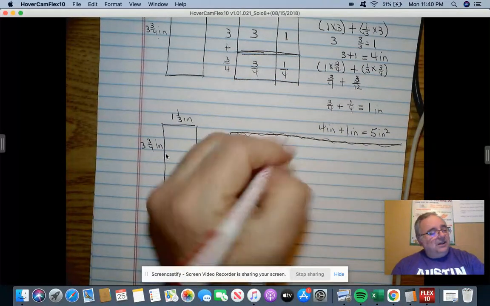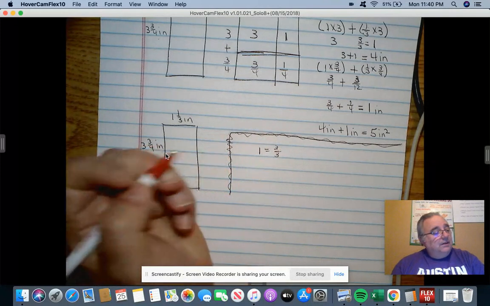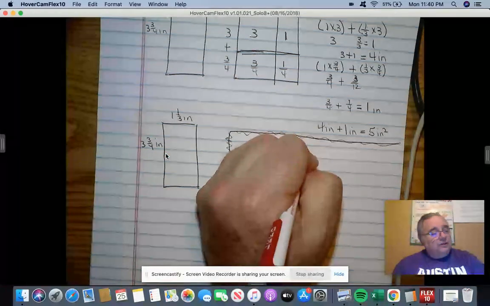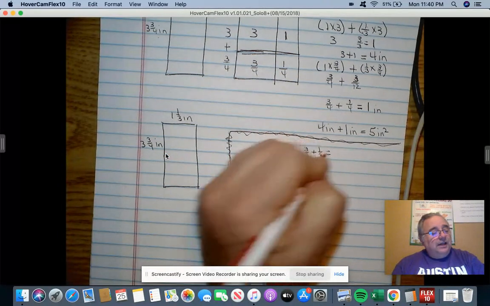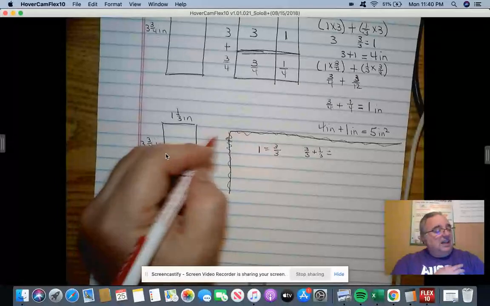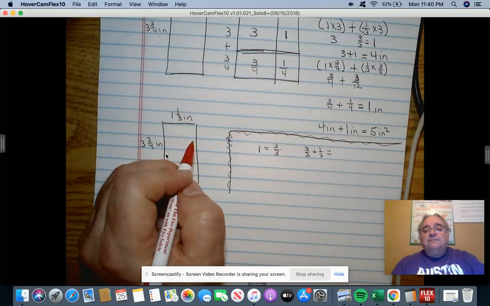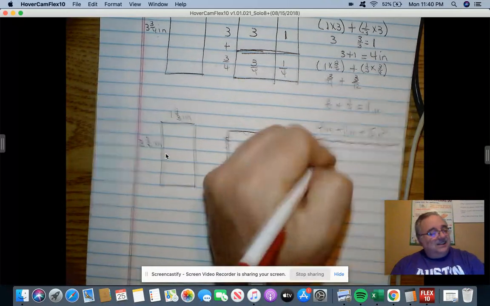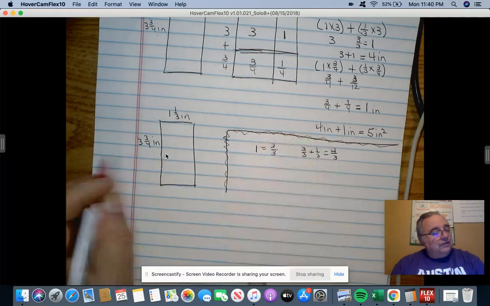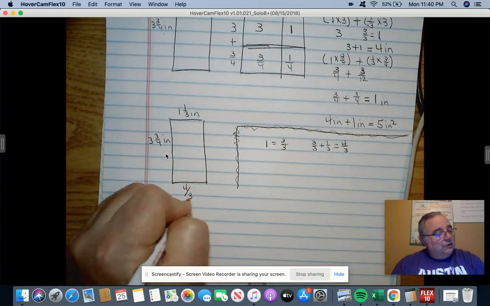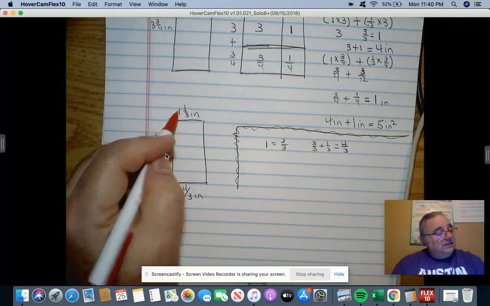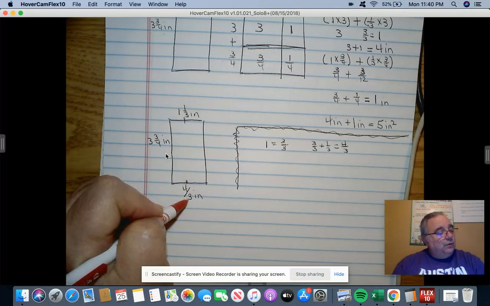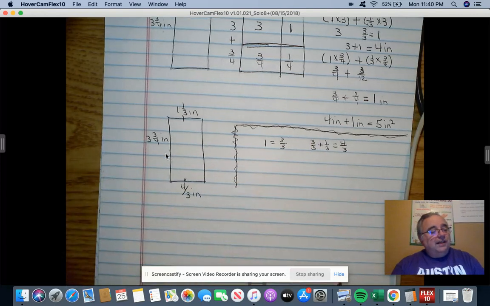Excellent. Way to go, scholars. Yeah, 3. So now that I have 3 thirds, I can now take that 3 thirds plus that 1/3, and that gives me the side here, the length of, excellent, yes, 4 thirds. So this is 4 thirds inches. So this is congruent to this. 1 1/3 is equal to 4 thirds. So we got that now.